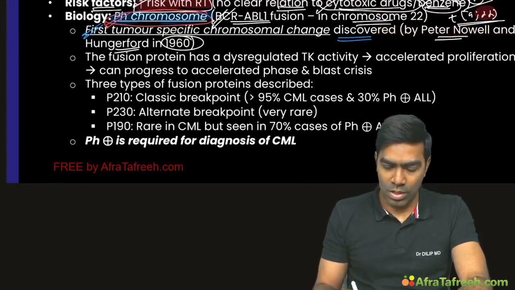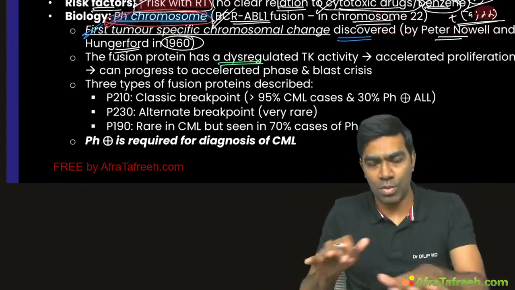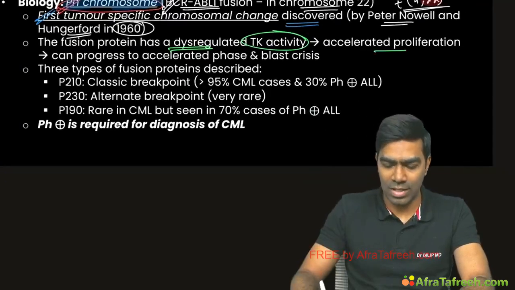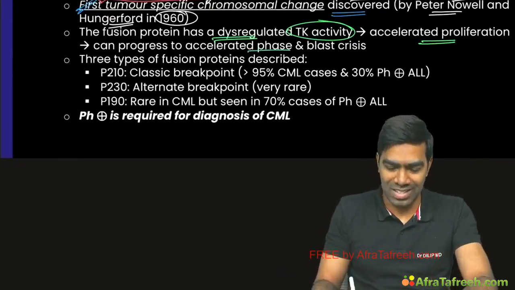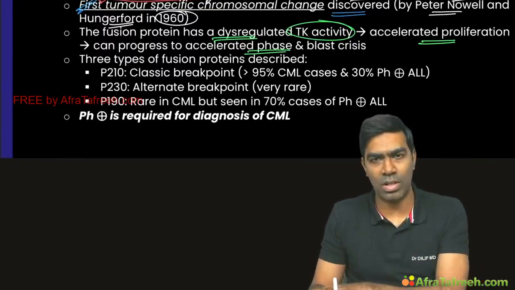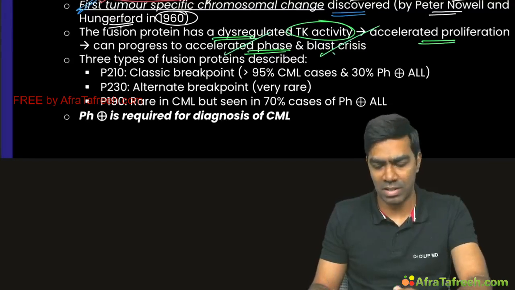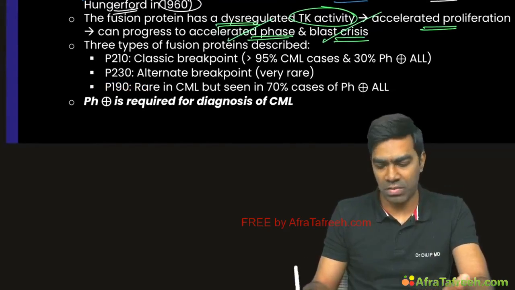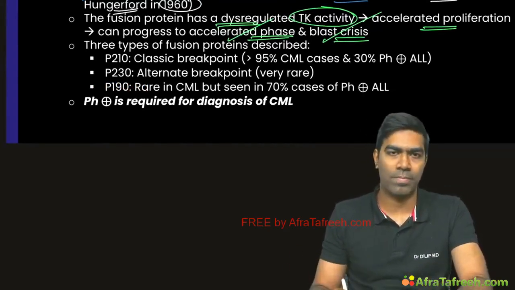The fusion protein formed because of the BCR-ABL1 fusion has dysregulated tyrosine kinase activity that results in accelerated proliferation, and this can progress to accelerated phase and blast crisis. Most patients present in chronic phase. I'll talk about that, but over time they start developing accelerated phase and blast crisis. Blast crisis is the ultimate end point if you don't treat them, and most of them invariably will die once blast crisis occurs if you don't treat it.